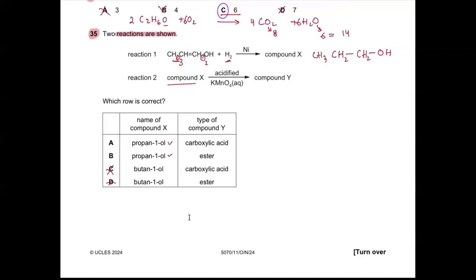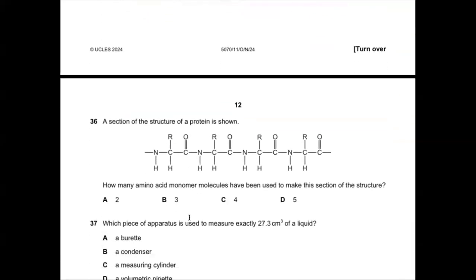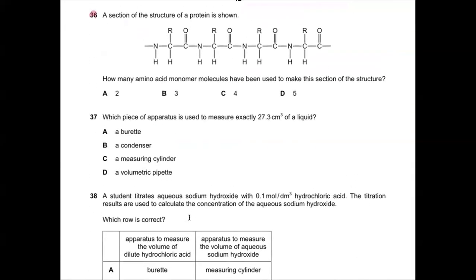When it is oxidized, on oxidation of an alcohol, propan-1-ol is going to form propanoic acid, which is a carboxylic acid. So B goes wrong and A is the correct answer. Is this clear to all of you? Yes, sir.